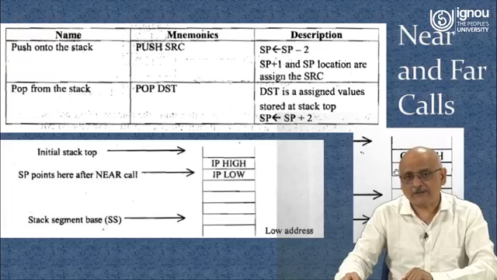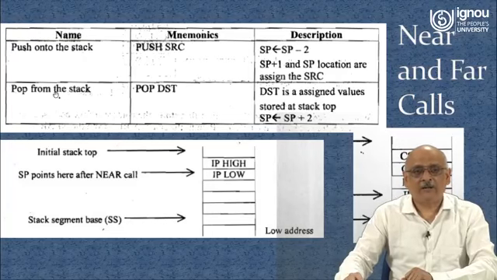SP is pointing to this particular location, and it gets the lower byte of the CS. SP plus 1 happens to be this location, and it gets the upper byte of the CS register. That means this is how the CS has been pushed onto the stack. Similarly, IP will be pushed likewise.